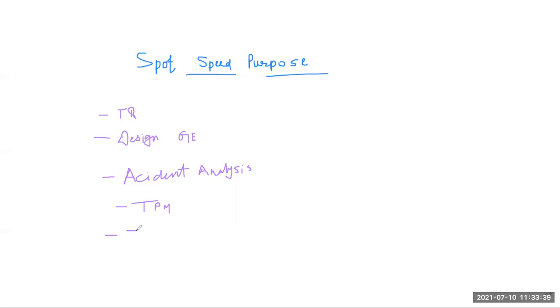So to find the speed trend, not traffic trend. These are the purposes of studying our spot speed. Is it clear?